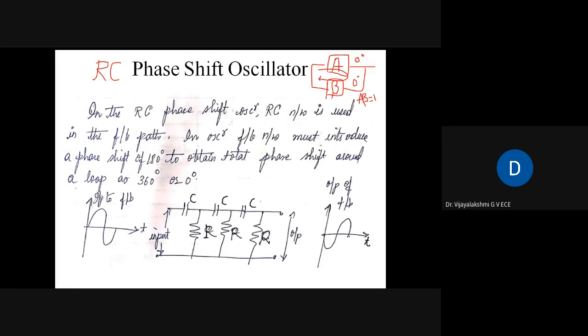If the amplifier is producing a phase shift of 0 degree, beta, that is the feedback, should produce a phase shift of 0 degree, so that the total phase shift is 0 or 360. And if the amplifier is producing a phase shift of 180 degrees, then beta, that is the feedback, should also produce a phase shift of 180 degrees, because the net phase shift around this loop becomes 360 degrees. Is that clear? So that's how we have to select the components.